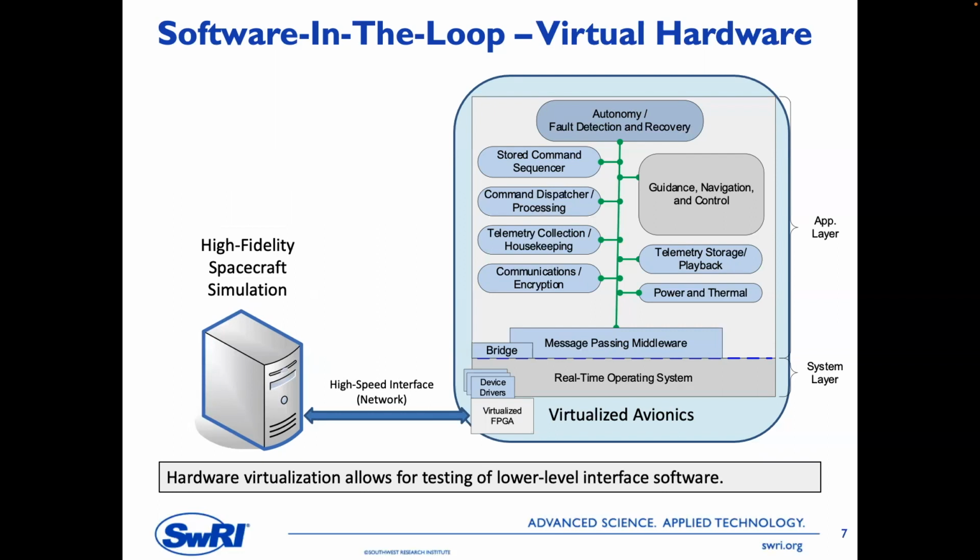As the design matures, then you can focus on the lower level software also. Here's where you're getting closer to having real hardware in the loop. One way to do that is to virtualize the hardware and then feed information through the virtual hardware so that you can run the full flight software stack on top of the virtualized hardware. This allows you to verify your low-level interface software, which you weren't able to verify before.